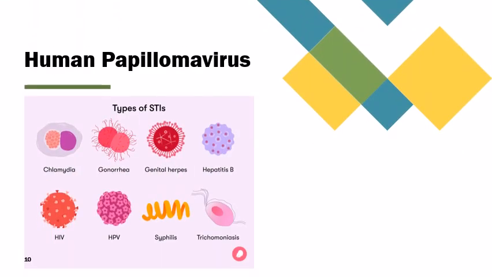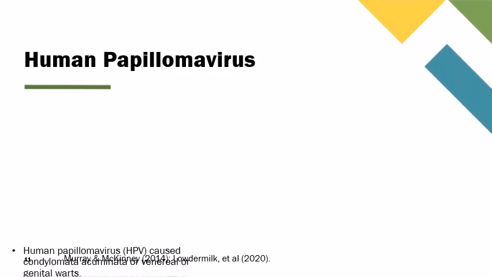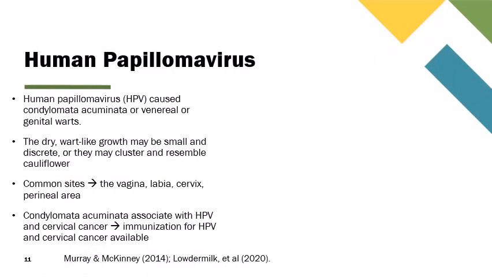And next is the human papillomavirus. So this is caused by the human papilloma virus and causes a condition called condylomata acuminata, or venereal or genital warts. And the warts are dry. It's a wart-like growth that's small and discrete, or they may be in clusters and resemble cauliflower. The common sites for these are the vagina, labia, cervix, and perineal area.